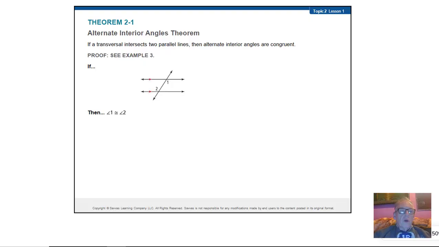Here's our theorem 2.1, which should be added to the list. If a transversal intersects two parallel lines, then alternate interior angles are congruent. So angle 1 is congruent to angle 2 if and only if we have parallel lines intersected by the transversal that makes those two angles.